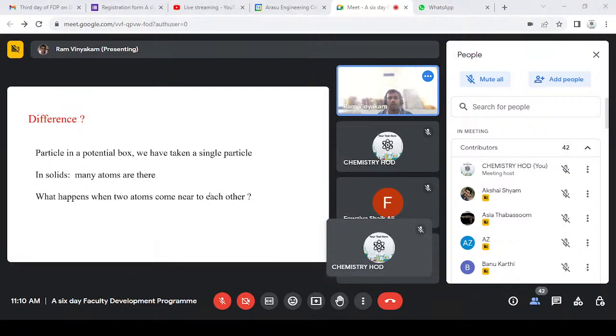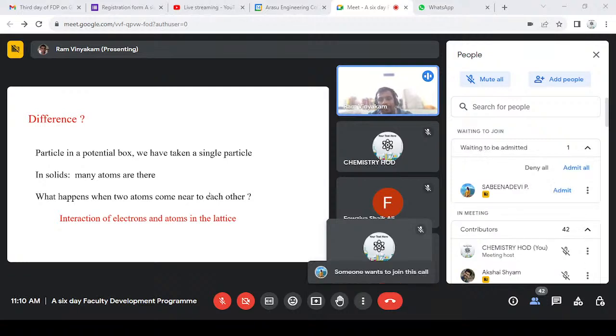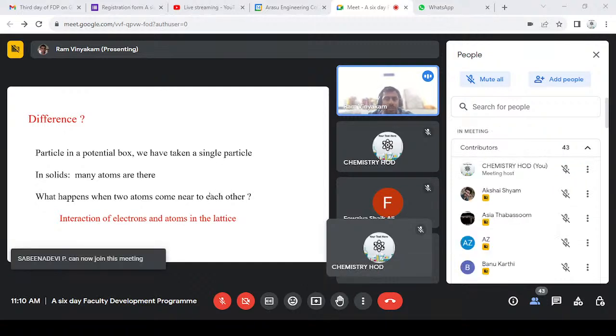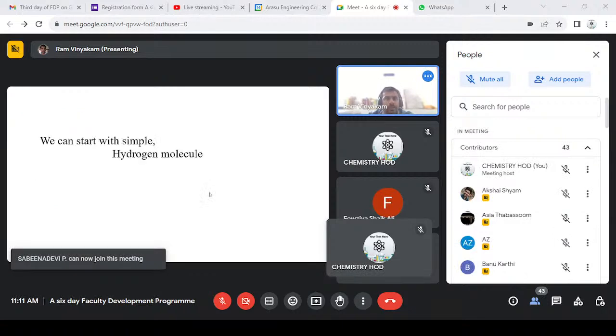What happens if more than one electron is present in the potential well? That is also a topic we won't touch in most classes. But actually, that is the case in a solid. So when two atoms come nearby, there will be interactions between the electrons and the neighboring atoms in the lattice that lead to many more complexities, which we cannot solve by hand mathematically. We need tools to solve, like software and programs.